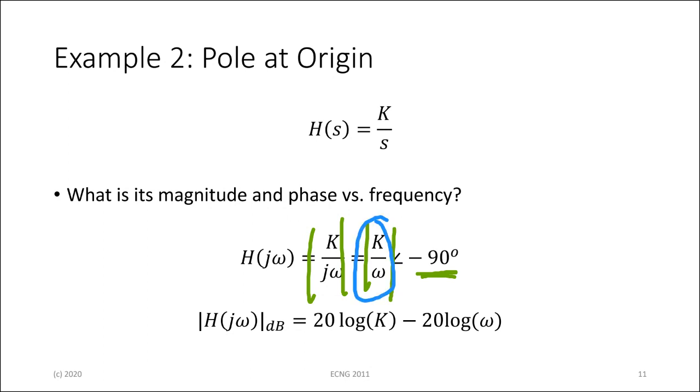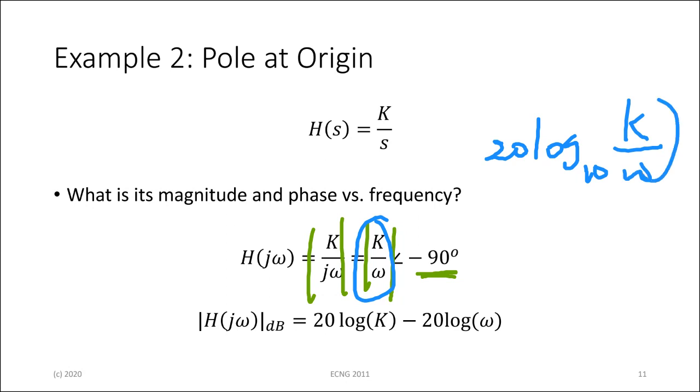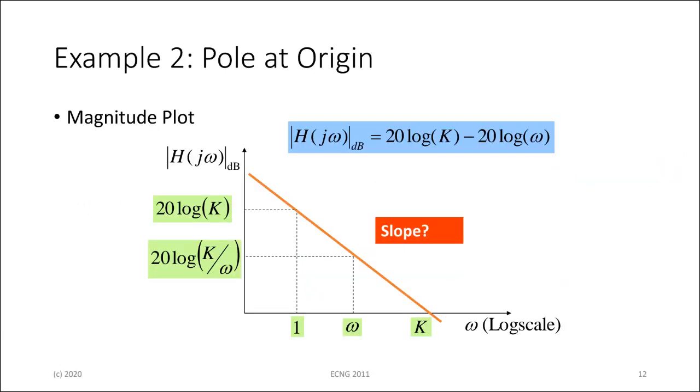If I take this bit, which is the magnitude plot, convert that to decibels, it's 20 log of K over omega, which is 20 log K minus 20 log omega. Yeah? So if you put that now on a line, on my log scale, 20 log K minus 20 log omega.